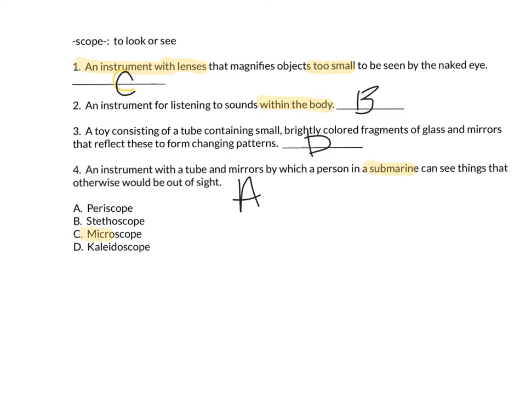So because all of these words have scope, which means to look or see, you really want to be thinking about the rest of the definition to help you figure out what each of these words mean. So once you've gone through this video, there is an assignment that has a similar feature. You're given a Latin or a Greek root. You're given definitions and words that fit those definitions, and your job is going to be to match the definition with the correct word. So good luck.